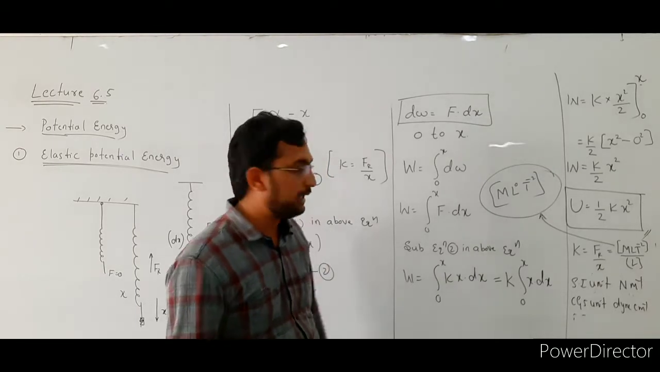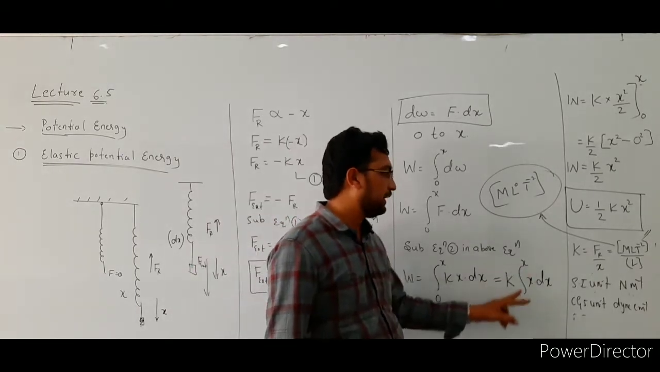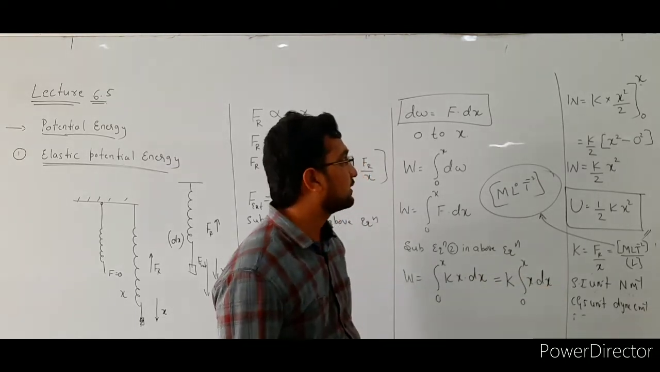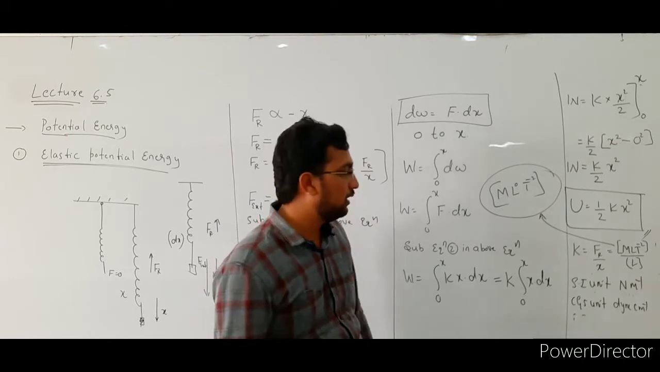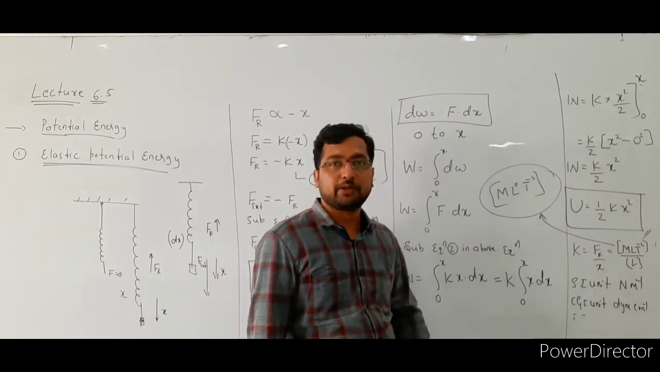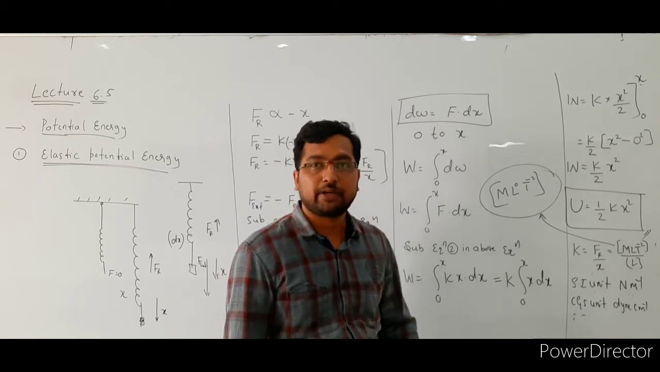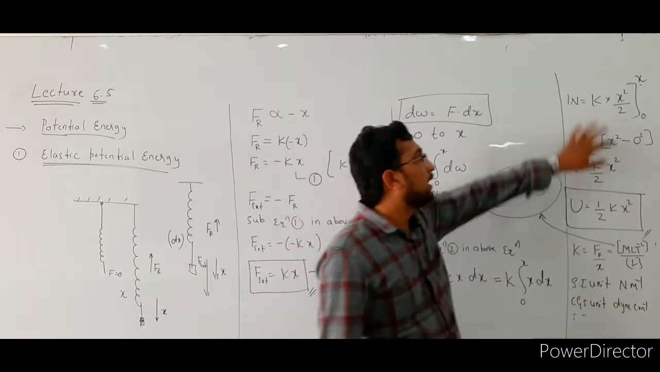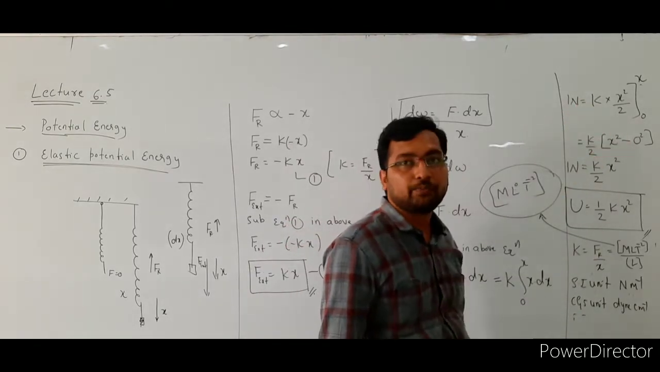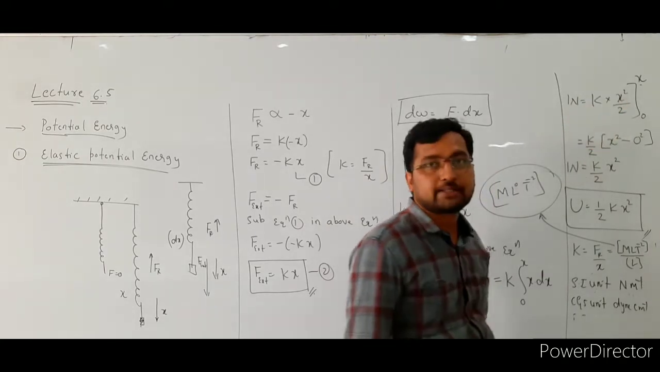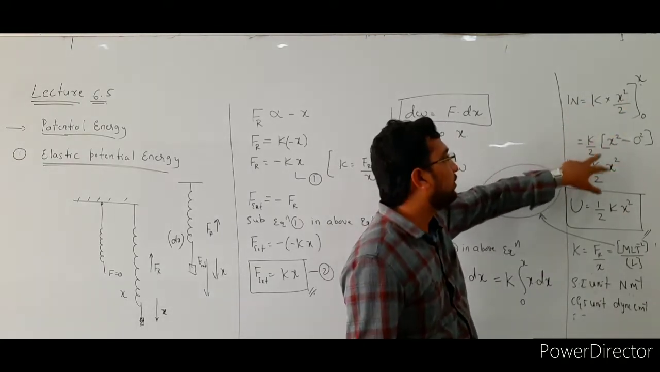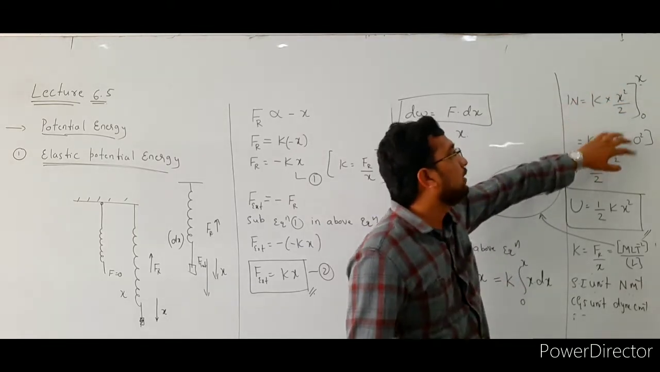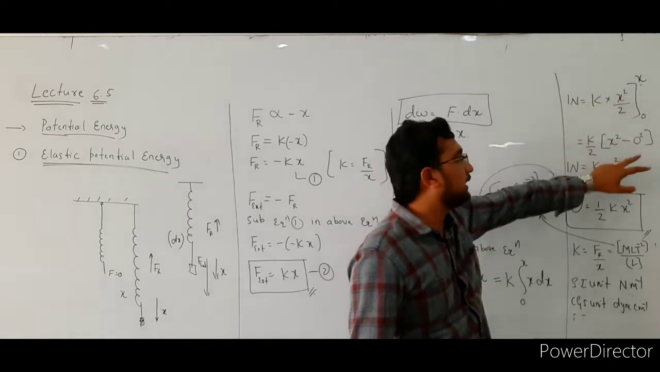Here k is a constant term, take it outside. This is equal to k times the integration from 0 to x of x dx. With the help of the standard integration formula, the integration of x to the power n dx is x to the power n plus 1 divided by n plus 1. Apply the formula to this one, right? The result is W equal to k x square by 2. The limits are 0 to x, right? So take to this side, k by 2: first substitute this value, that is x square. Next, the lower limit value in this one, that is 0 square.